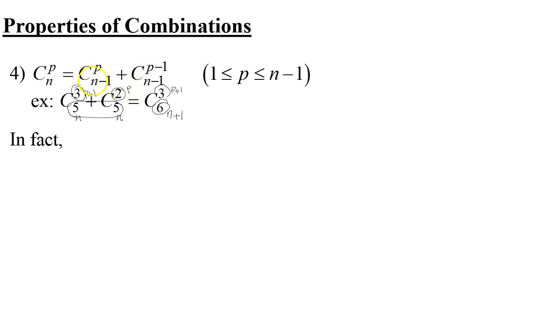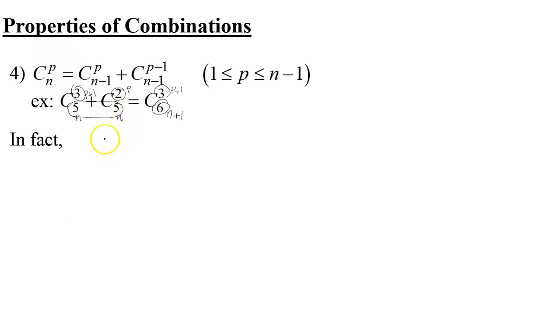Now in this formula, they were n minus 1, n minus 1. So adding 1 to them would give me an n. And p and p minus 1 differ by 1, so the larger number of selections is p. So this is the number of selections for the sum combination.